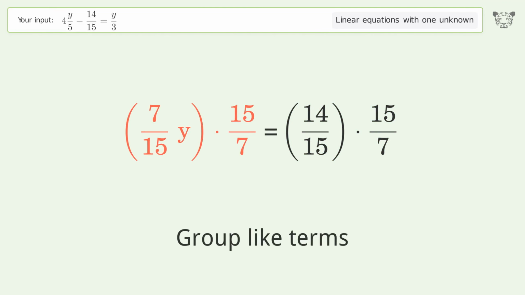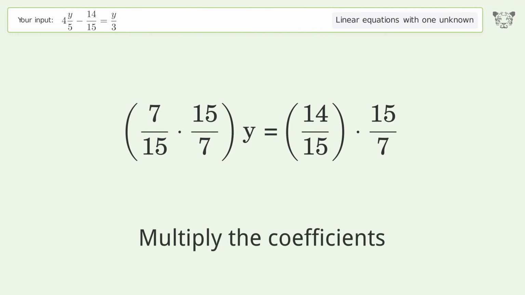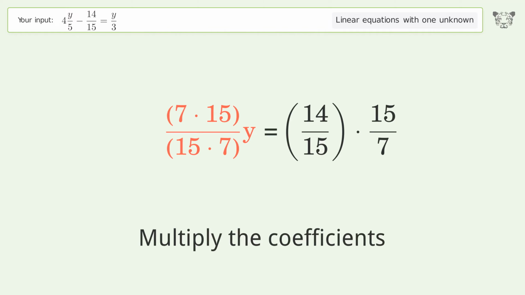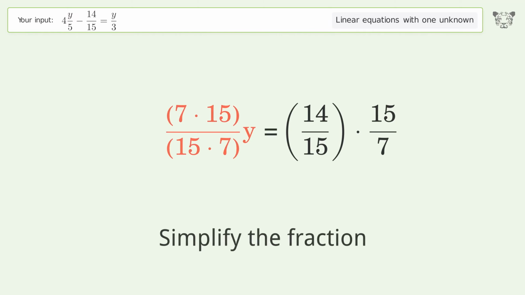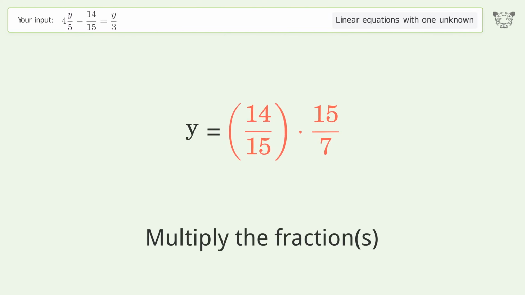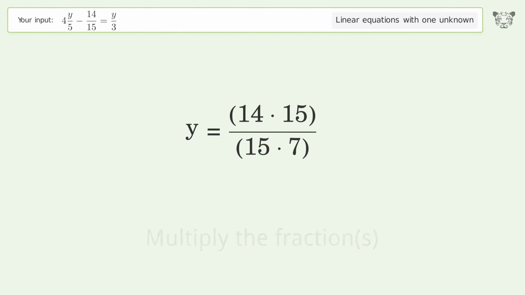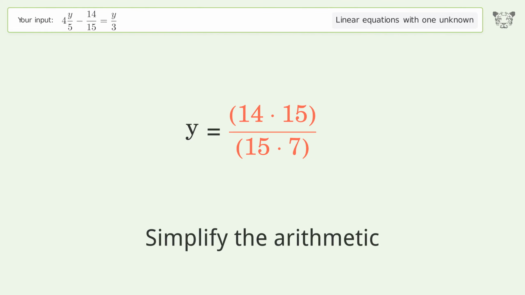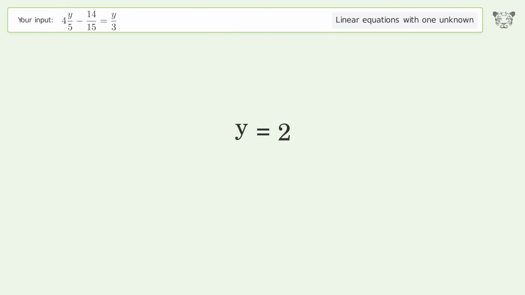Group like terms. Multiply the coefficients. Simplify the fraction. Multiply the fractions. Simplify the arithmetic. And so the final result is y equals 2.